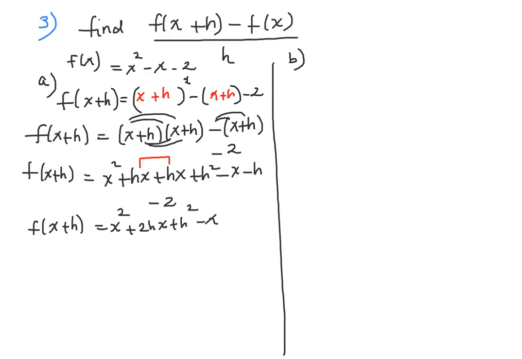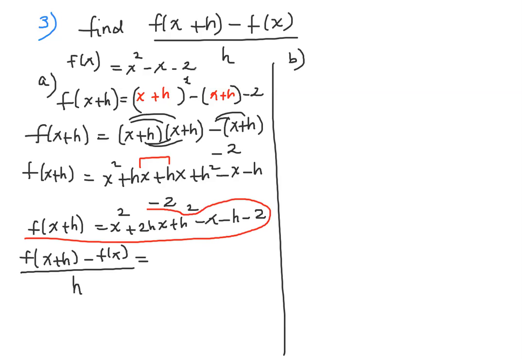Minus x minus h minus 2. So this is our f of x plus h. Now we have to find f of x plus h minus f of x all over h. Okay, equals. So write f of x plus h from here. This is our f of x plus h.